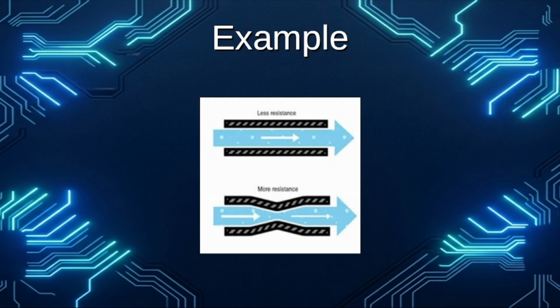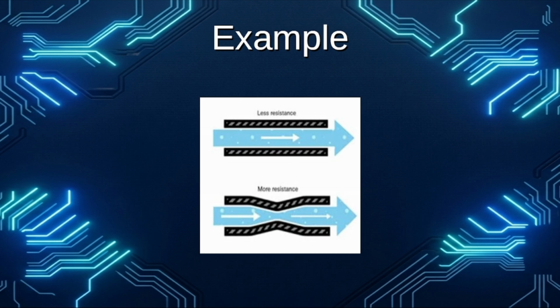For high resistance, on the other hand, when a conductor has high resistance, it opposes the flow of current. As a result, less current will flow through a conductor. You can clearly see this relationship in the image as shown on the screen. I hope this concept is clear.